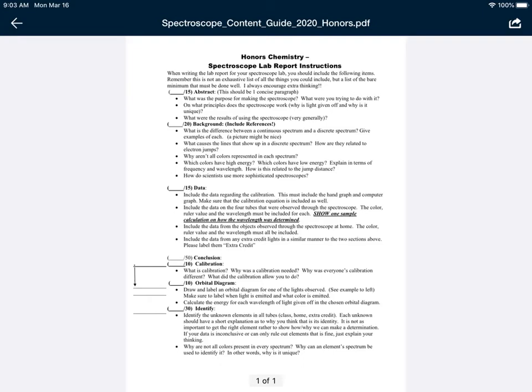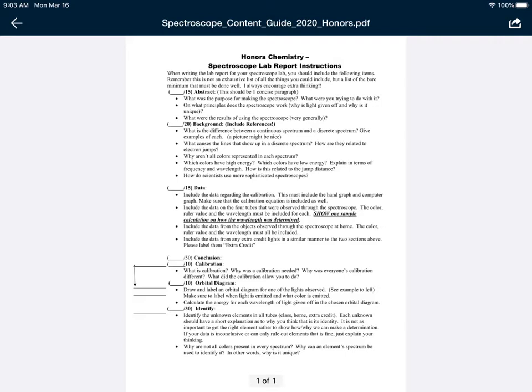Good morning, everyone. I just wanted to take a few minutes to talk about the content guide for the Spectroscope lab. That's what we're working on today, unless you've already finished it. This was kind of what I was going to do on Friday when we didn't have class, so I'll just do it now. I just want to point out a few things.